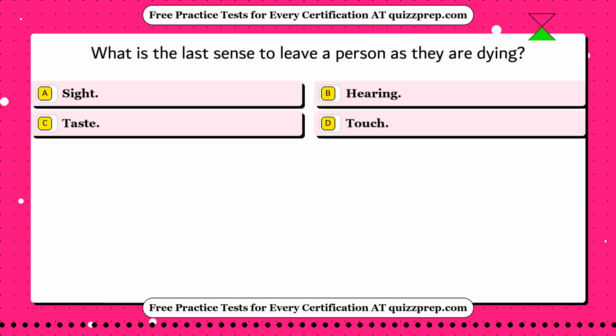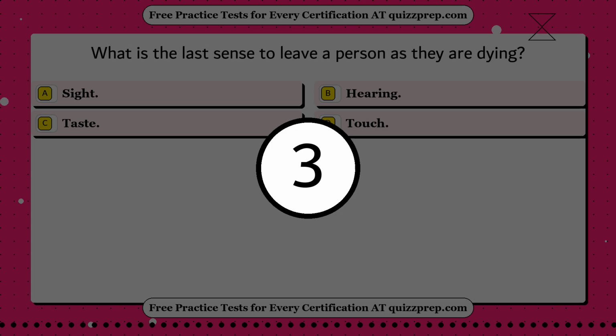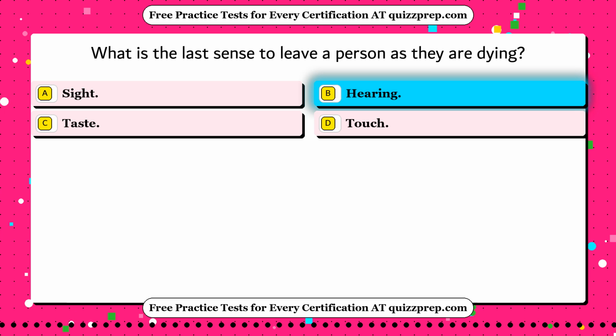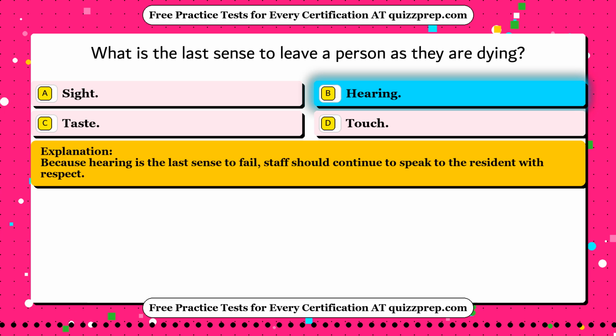Question 84. What is the last sense to leave a person as they are dying? Option A. Sight. Option B. Hearing. Option C. Taste. Option D. Touch. The correct answer is option B. Hearing. Because hearing is the last sense to fail, staff should continue to speak to the resident with respect.